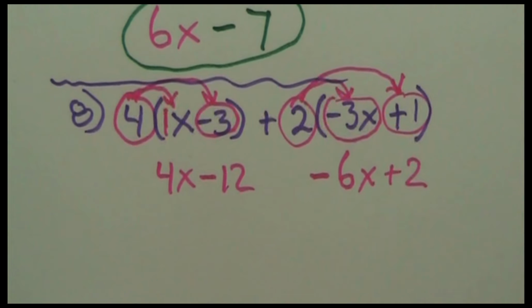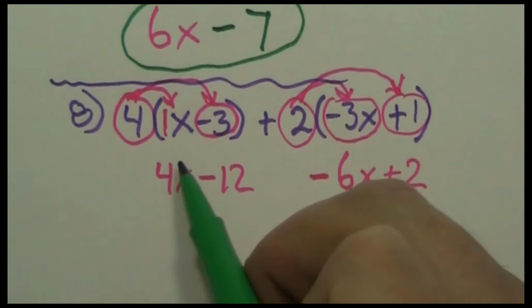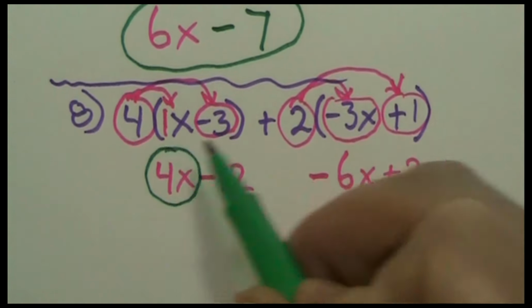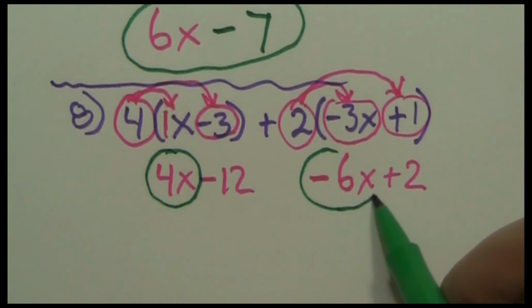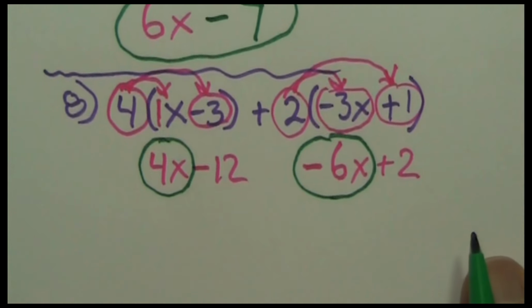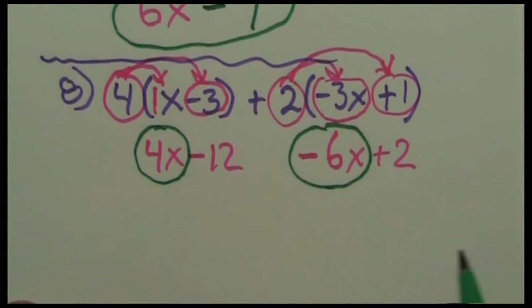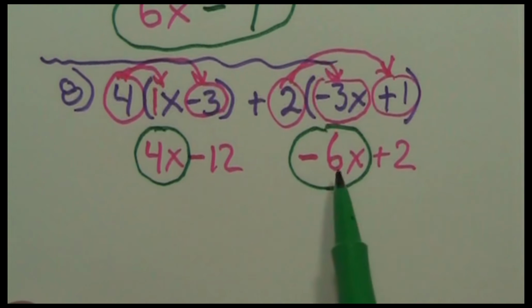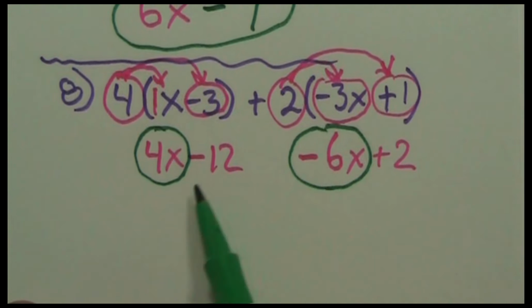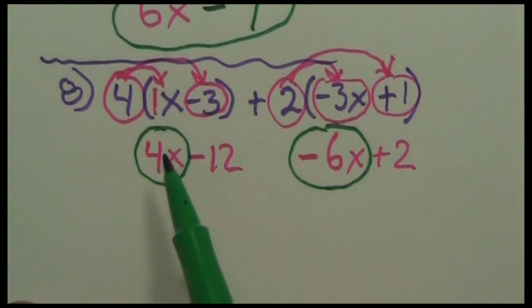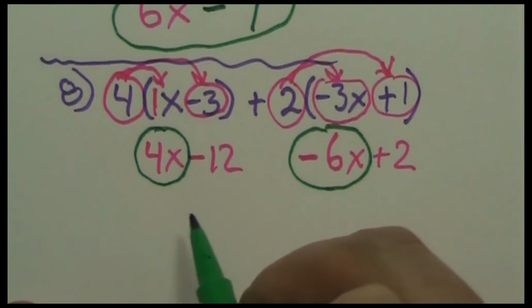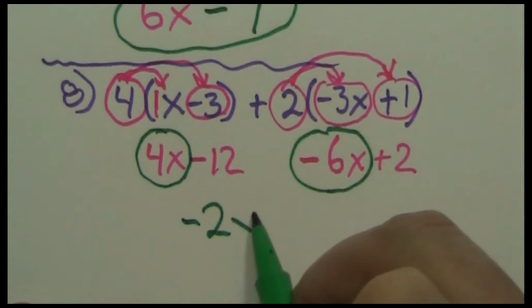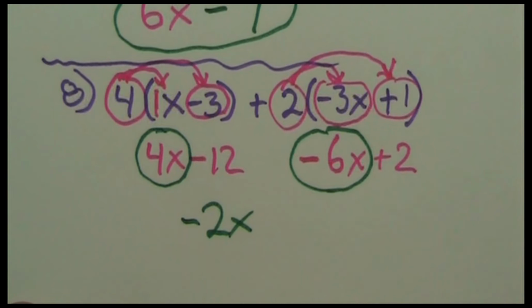Okay, let's put things together. So I have a 4x and a negative 6x. 4 and negative 6. Think of 4 positives and 6 negatives. You're going to have negative 2x, right? Because there's more negatives.